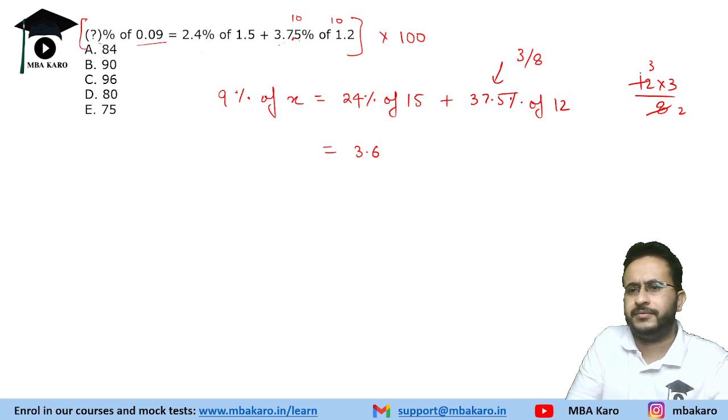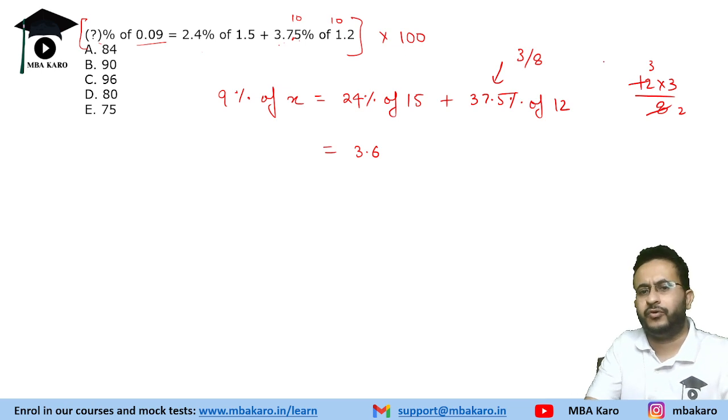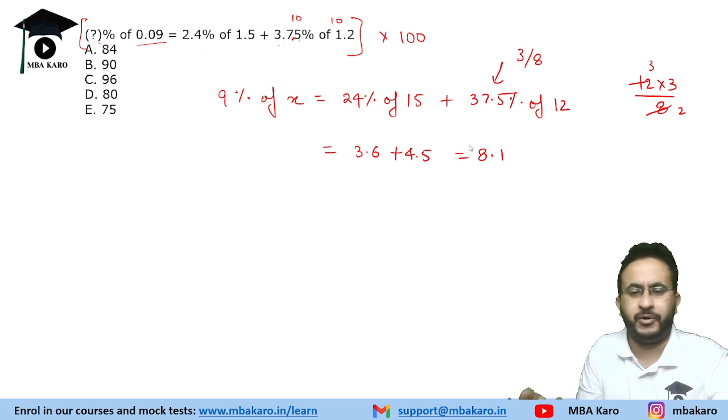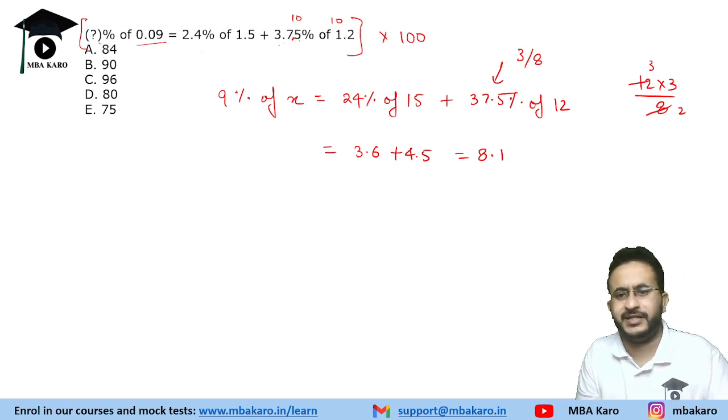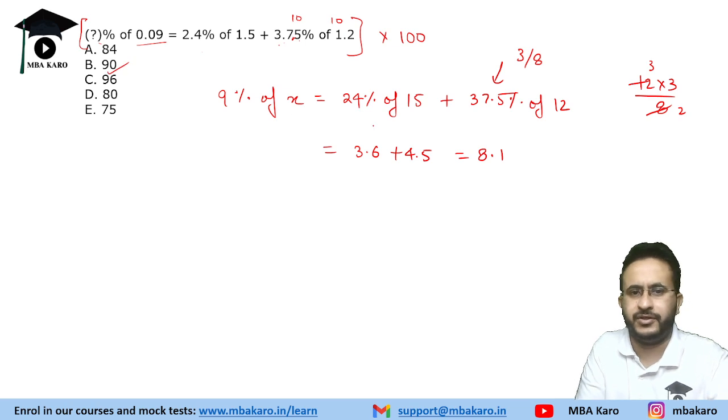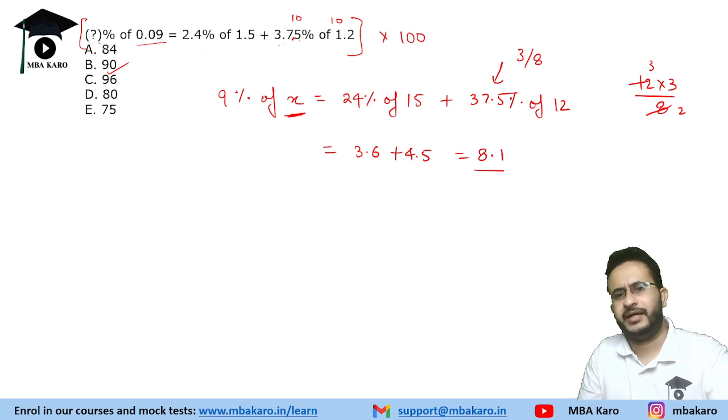9, 9 by 2, which is 4.5. So what do we get? 8.1, right? Now forget about decimals and zeros. 9 into 9 is 81, right? So that becomes 90. 9% of 90 is 8.1. So x will be equal to 90.